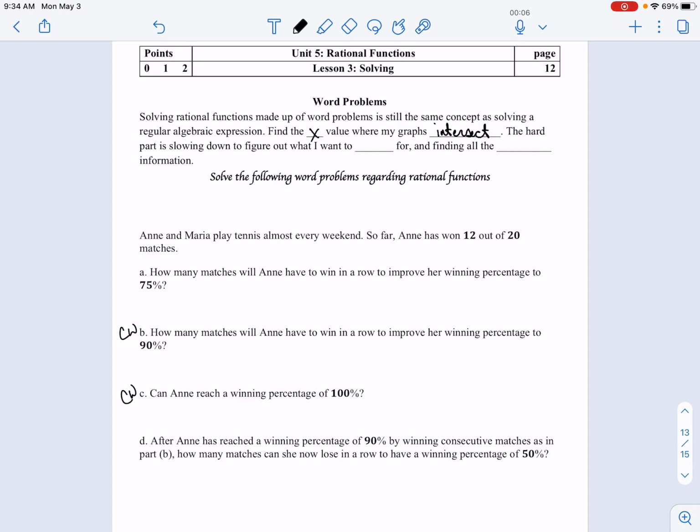What makes it hard is actually slowing down and figuring out what you want to solve for, or what x is going to be representing, and finding all the important information.